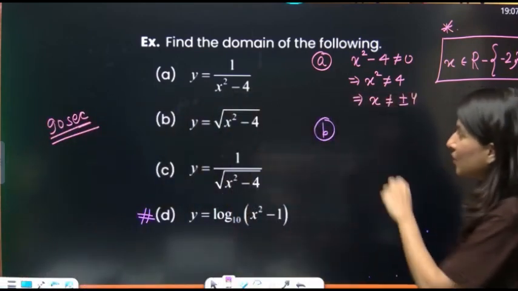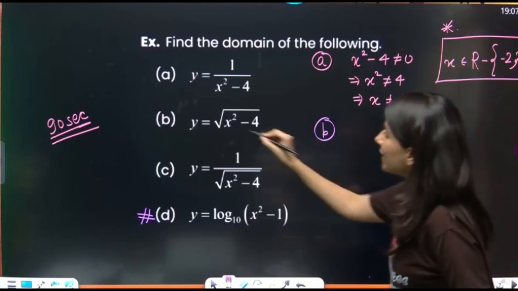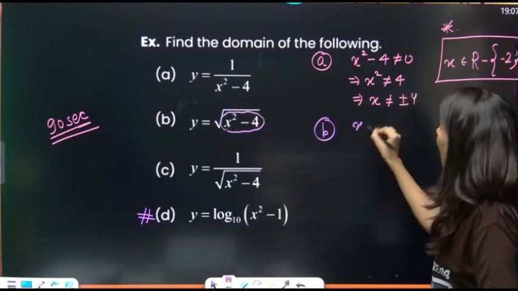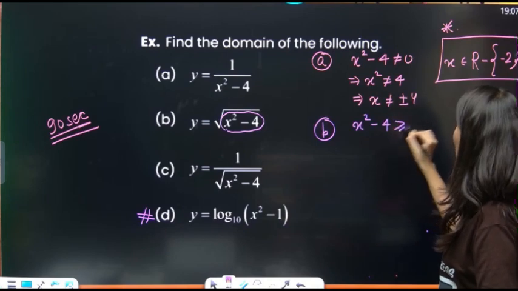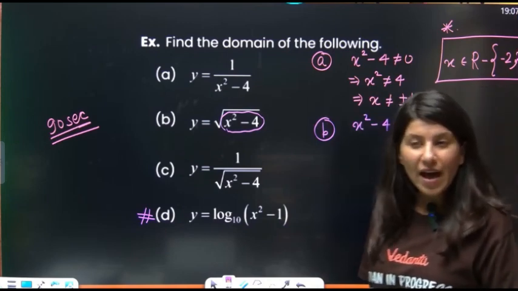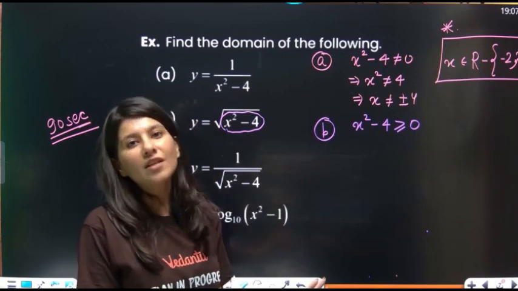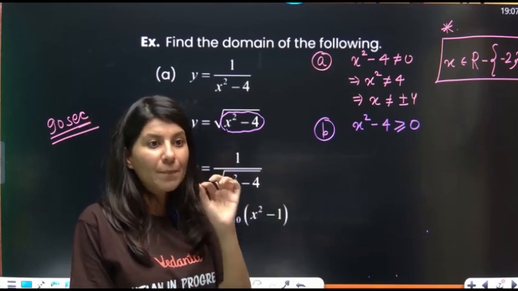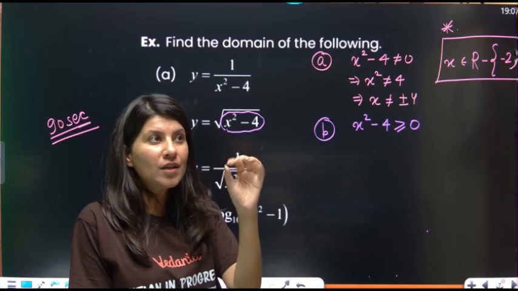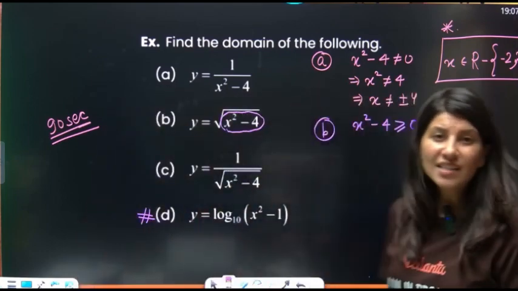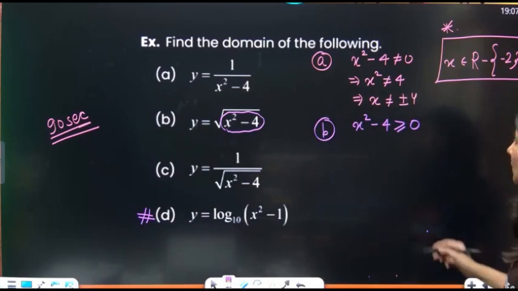Now the second question. Whenever you see a square root, whatever is there inside the square root, take it out and make it non-negative. How many of you are pro in the wavy curve method? You should be absolutely on tips with your wavy curve method, otherwise you can't survive mathematics in JEE 2026.